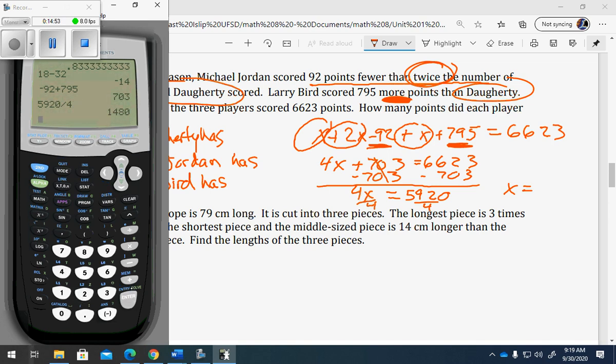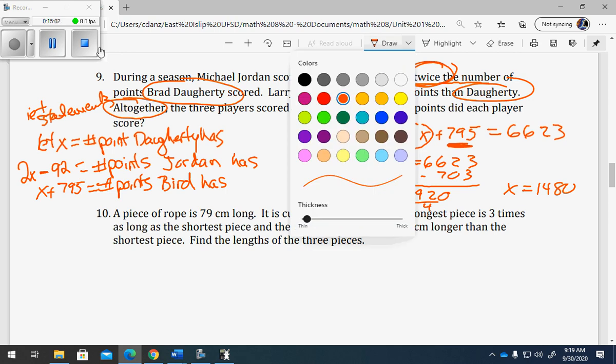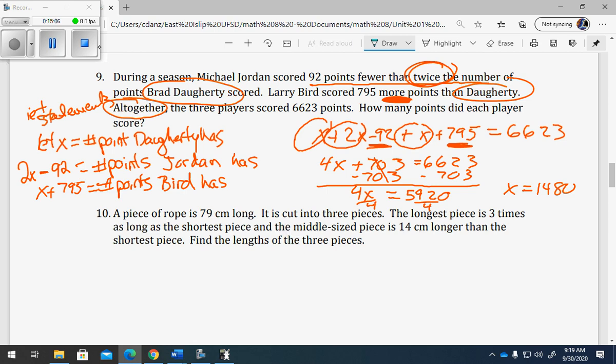x is 1,480. How many points did each player have? So right now, I only have what x is. So I have to say what each player had. So if x is Daugherty, that means Daugherty has 1,480. Jordan, I'm coming over to my let statement, is 2 times that x, and then take away 92.